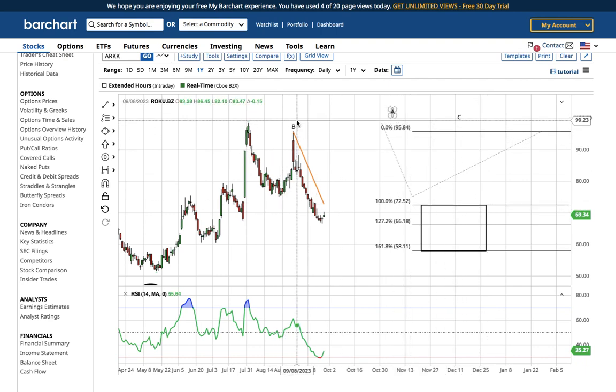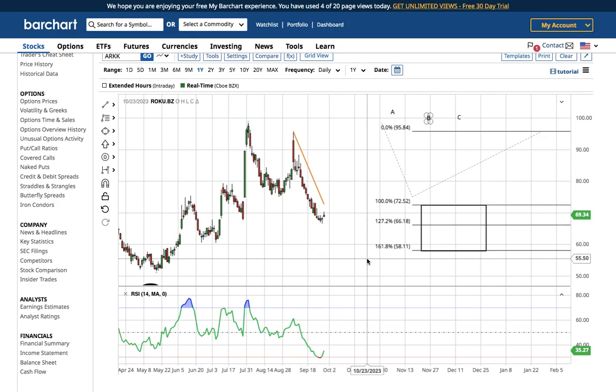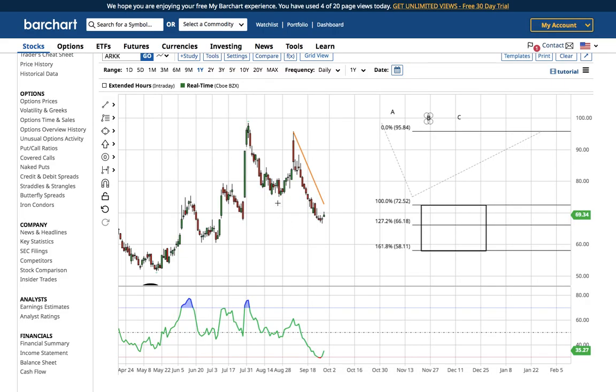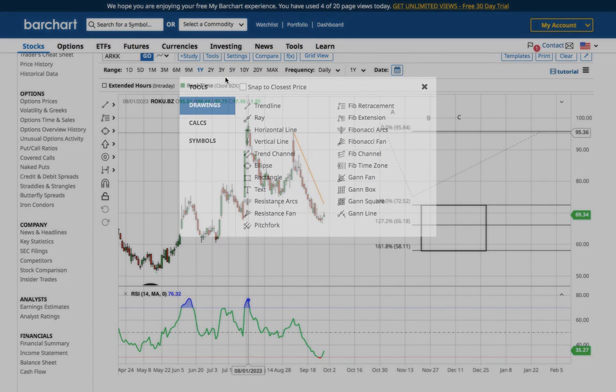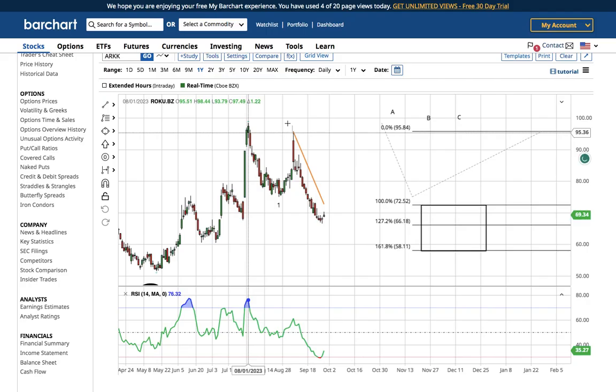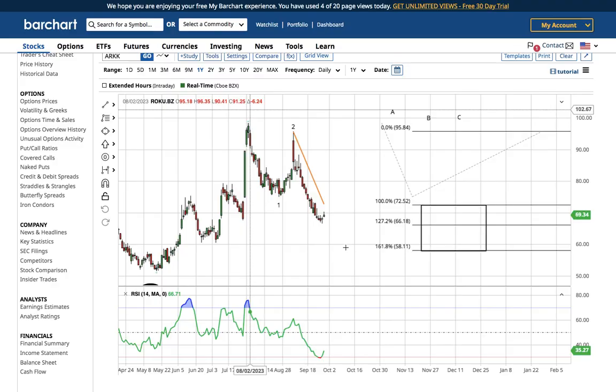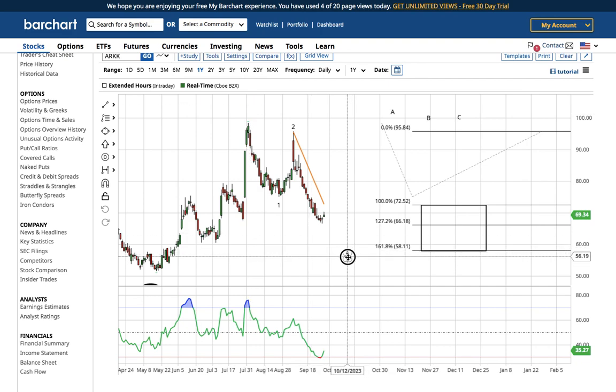Let's talk about what if Roku went below the 161.8% extension. Let's be a little fair to the bears. What that would mean is something like this, right? So Roku, what I said at the beginning of the video, the more volatile the stock, the more that 161.8% extension break has an asterisk by it.